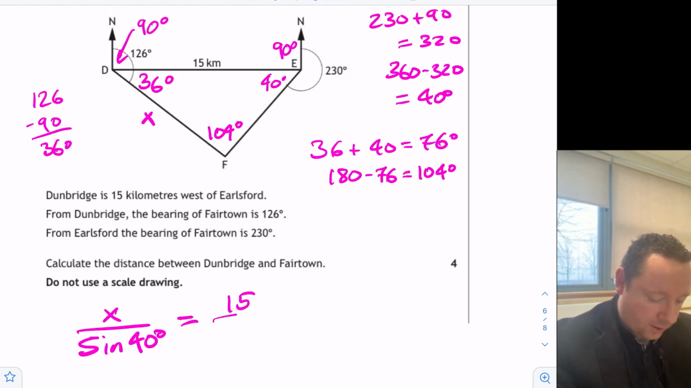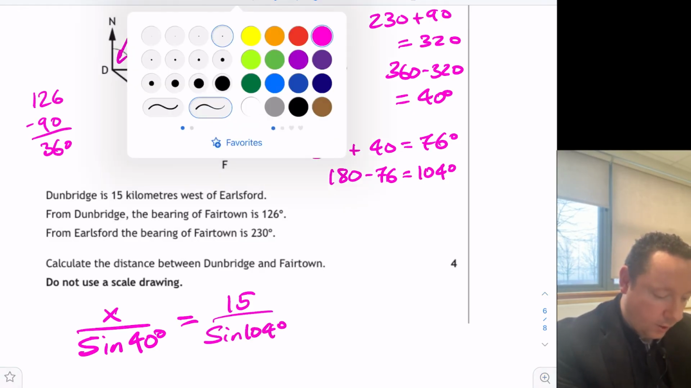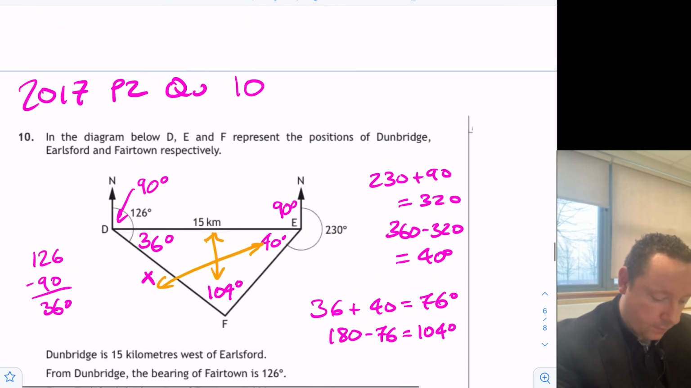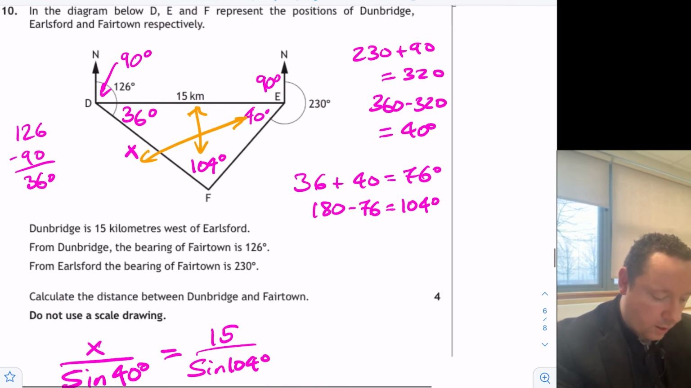15 over sine 104. A nice way to do this in your exam is to maybe get a different colour and just draw a line. These go together and these go together. Obviously they would go together as well, the other two, but I can't use them because I don't need that.